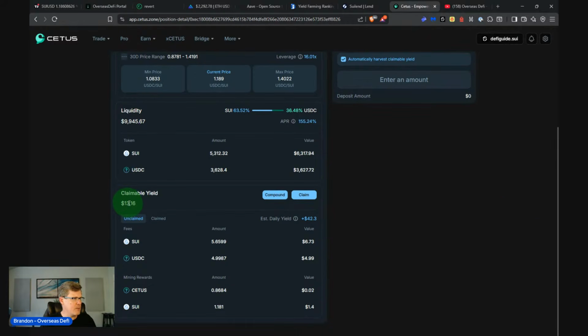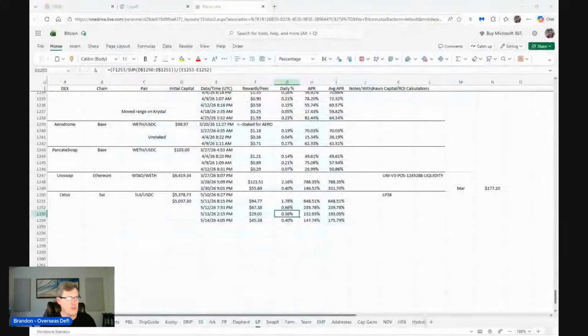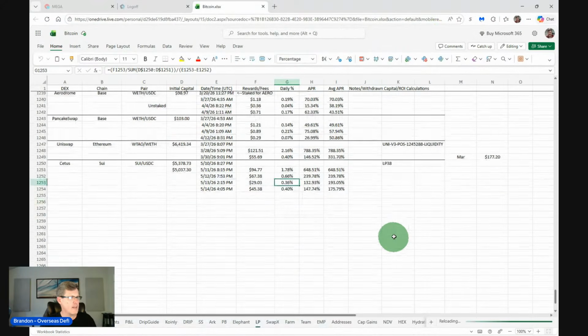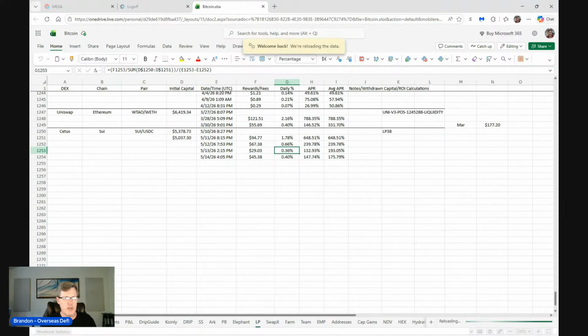You can see at the moment I have $13 available to claim, and it's estimating my daily yield at $42.30. So that's just a little bit more than 0.4% per day. And we saw the math on that a moment ago, round about 12% per month. Now, I started this position on Sunday. I do like to use a spreadsheet to track these liquidity positions.